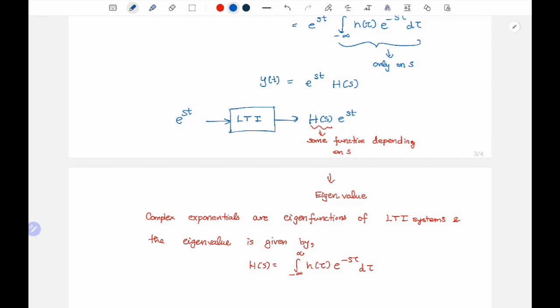I believe you all know what eigenfunctions and eigenvalues are. If you give any input x of t to a function and you get some constant times the same function, so the same function appears in the output with only a constant difference, then x of t is called an eigenfunction of this function f, and this a is called the eigenvalue. Okay, I'll probably put this here.